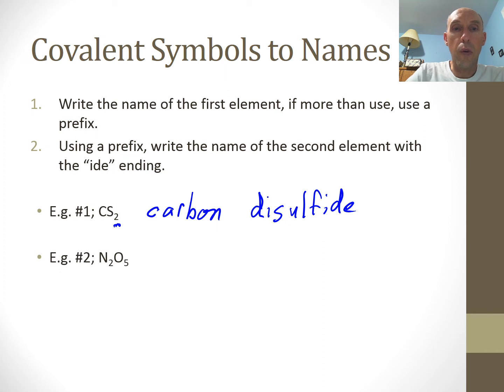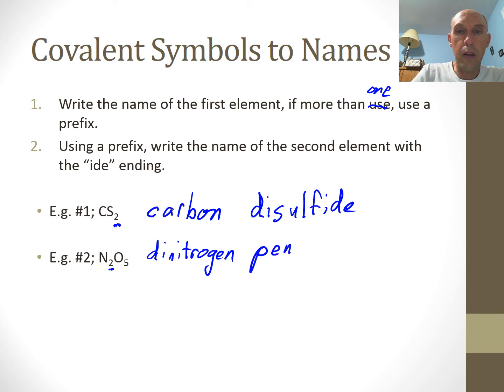Okay, N2O5. Write the name of the first element, and if more than 1, use a prefix. So 2 for the nitrogen, dinitrogen. The first one has more than 1, so it gets a prefix, dinitrogen. 5 is penta, oxide. Dinitrogen pentoxide, N2O5.